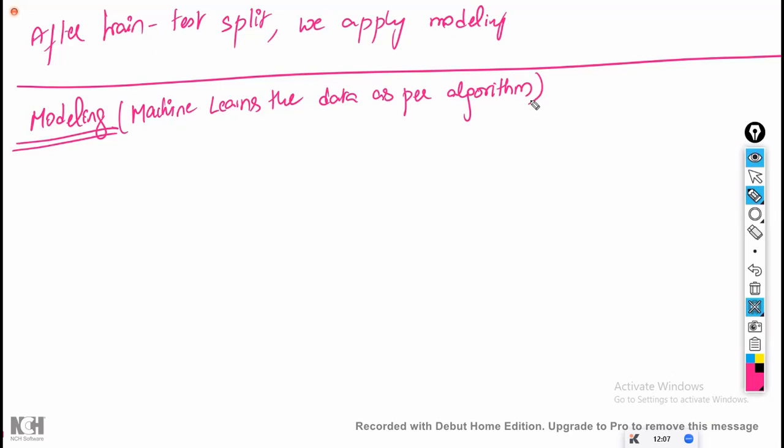Similarly, the machine also will learn the data as per the algorithm. In every algorithm, the procedure of learning is different. Algorithm means nothing but procedure, the procedure of learning the data. So in KNN, one way of procedure is there. In logistic regression, one way of procedure is there. In lasso regression, one way of procedure is there. These are all the procedures.